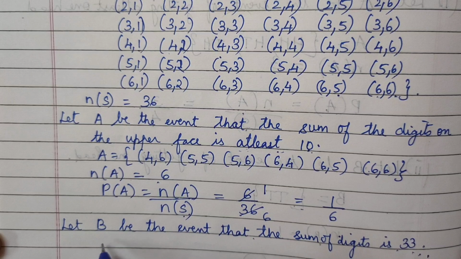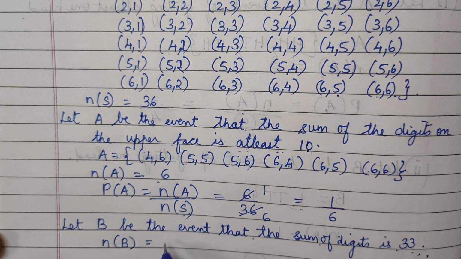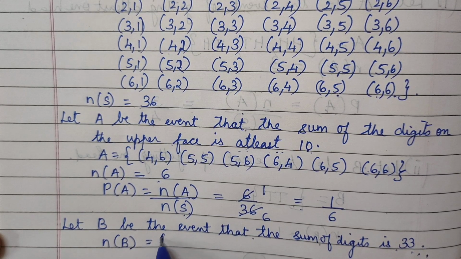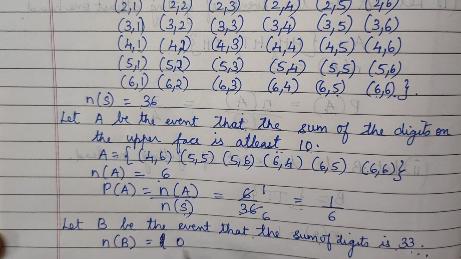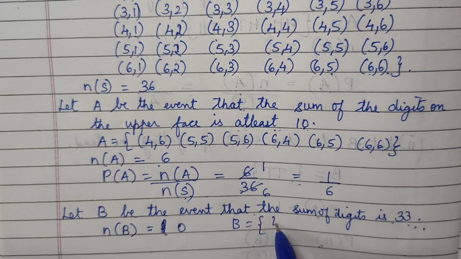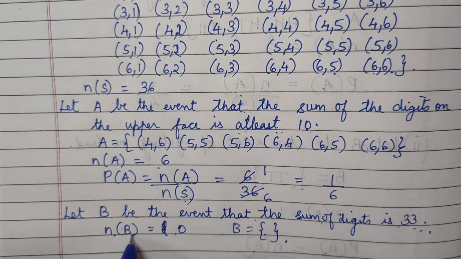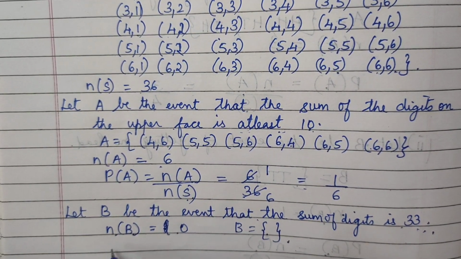So what will we write? B is nothing here. We got the empty set. So N of B is 0. First you write this, then you write that. Then now we are going to find out the P of B.